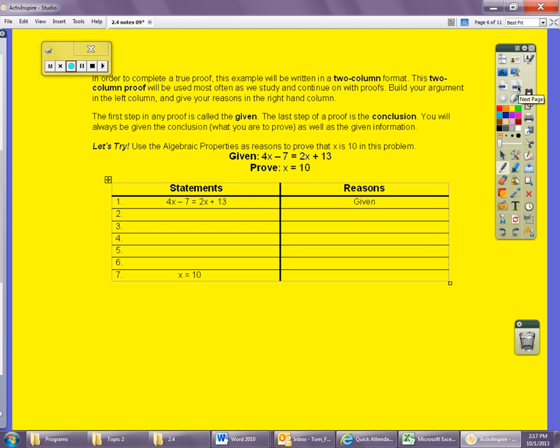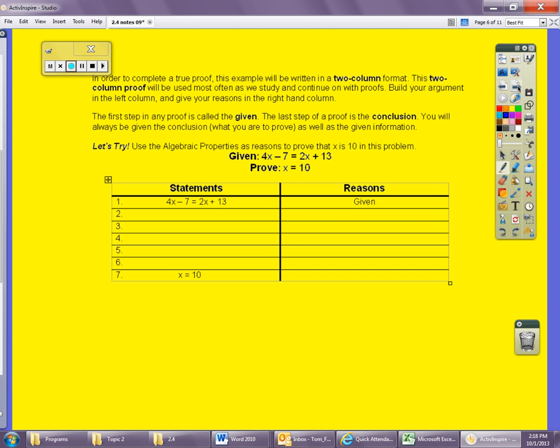Now, something we're going to start to talk about are proofs. In order to complete a true proof, this example will be written in a 2-column format. This 2-column proof will be used most often when we study and continue on with proofs. We build our argument on the left and we give our reasons on the right. The first step in any proof is called the given. Any statement we're given, we put it first, and our reason is that we're given that statement.